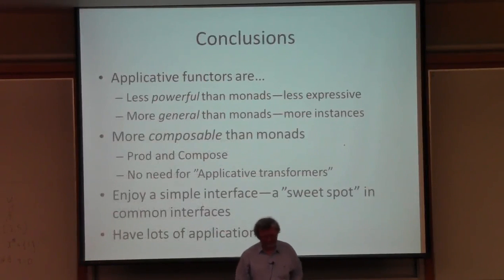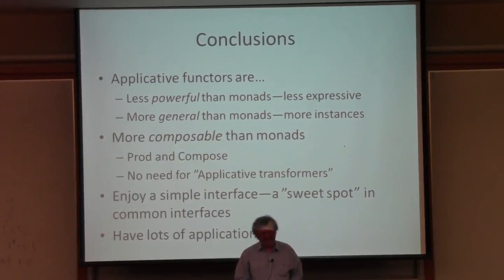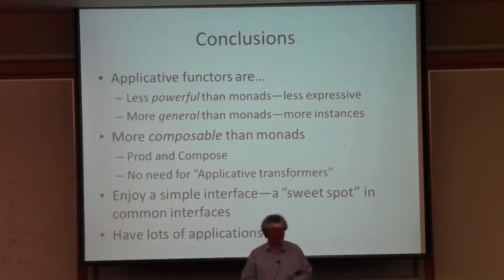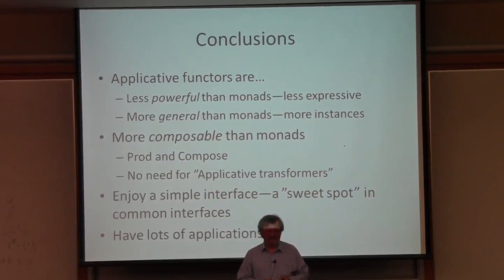Okay, so what have I shown you? I've shown you applicative functors. They're very interesting. They're less powerful than monads. They're less expressive. You can't define bind in terms of the applicative functor operations. But that at the same time makes them more general than monads. There are more instances of functors, and those new instances do really useful things. They're much more composable than monads, which I've used to construct both of these applications that I've shown you. And that means that there's no need for anything corresponding to monad transformers, because we can compose the things anyway.